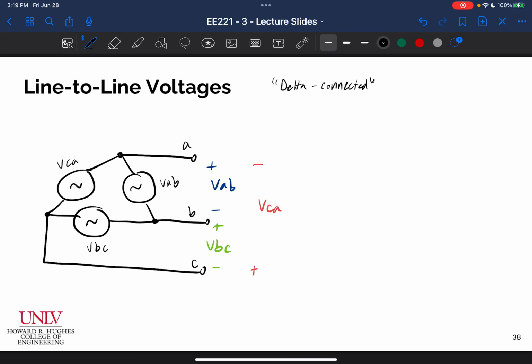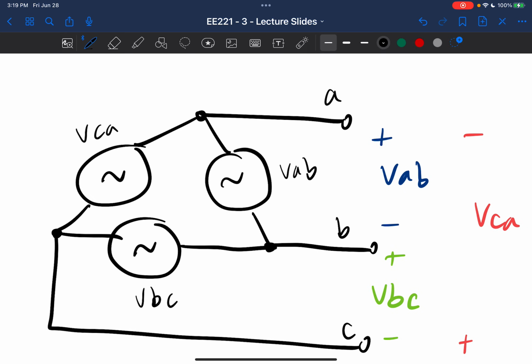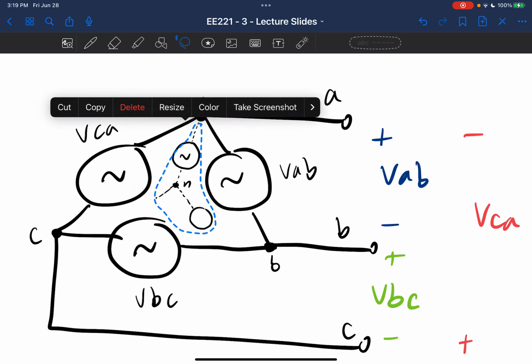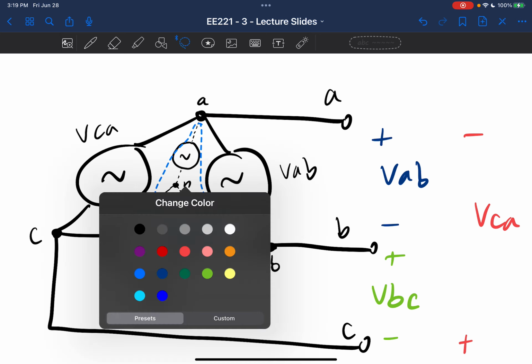But I want to show you that if I draw a Y connected source here with a neutral in the middle, this is point A, obviously. This is point B, and this is point C. And I'll call this my neutral. Put a source here. I should definitely be doing this in a different color. So let me just highlight everything I've done already and make it a really light gray.